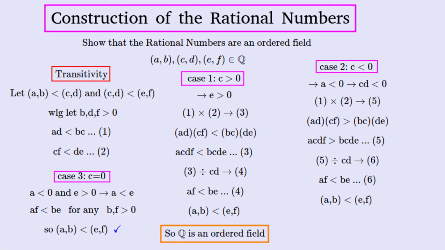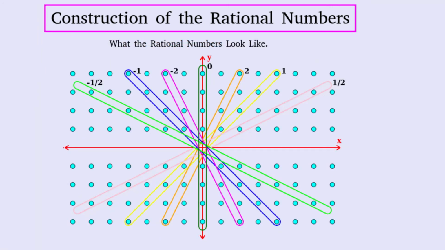So the rational numbers form an ordered field, so that we can place all of the numbers on a number line, with some numbers being larger than other numbers. This is what the rational numbers look like. All of these numbers are sets of points along straight lines through the origin. Some of these numbers like 1, 2, and -1 are shown as the points in these bounded regions.